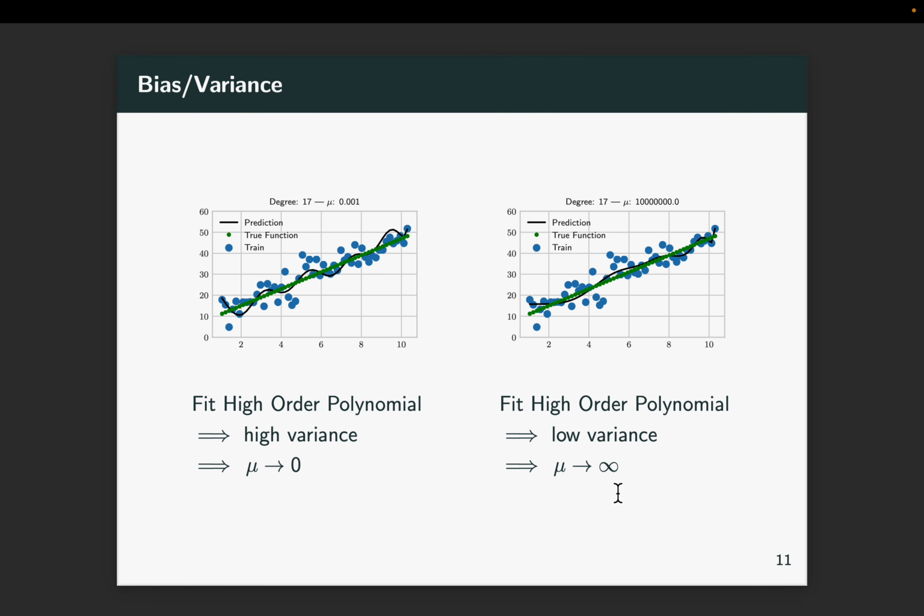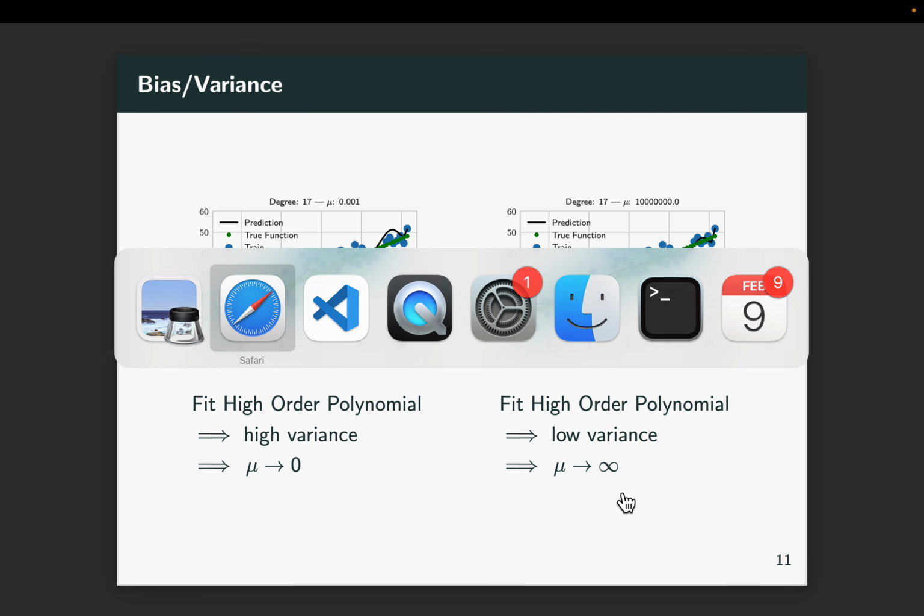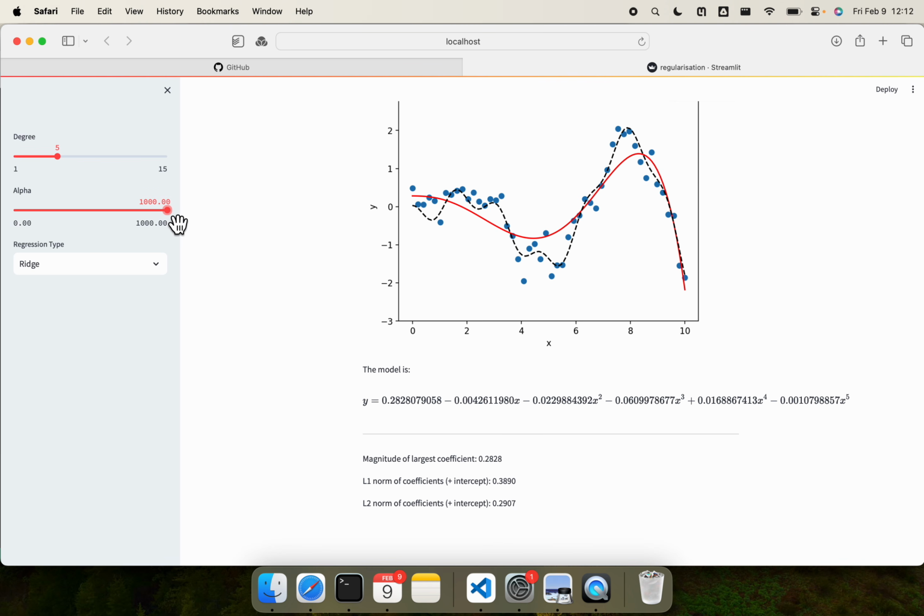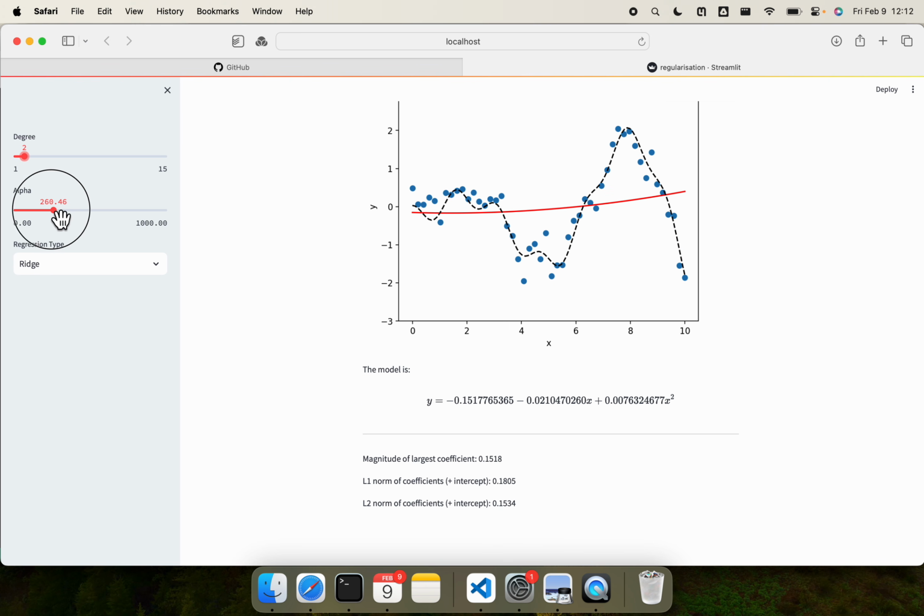Okay, the bias variance trade-off. If mu is 0 or close to 0, we'll have high variance. I'm talking about a high polynomial or a very flexible model. If mu is very large, we'll have low variance and very high bias. We saw that. We can have a flat line being learned if mu, or alpha, is very large. So we have a poor fit.